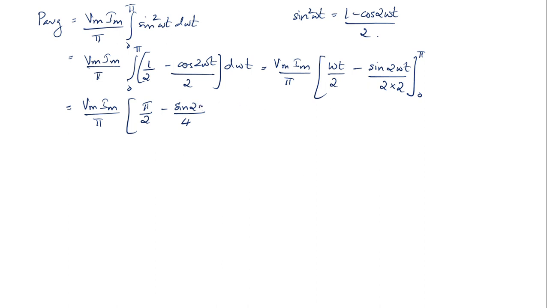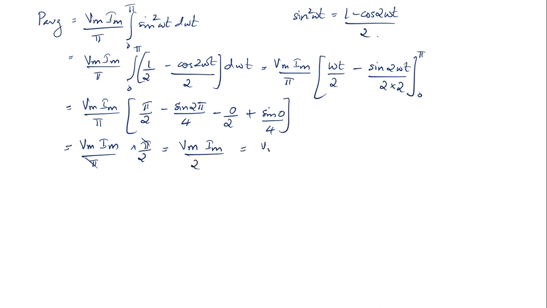Minus 0 by 2 plus sine 0 by 4. So what are you going to get over here? Again you know that sine 2 pi is 0, sine 0 is 0, so here you have a 0. So the remainder you will be getting is Vm Im by pi into pi by 2. So pi and pi get cancelled, and you are left with Vm Im by 2.